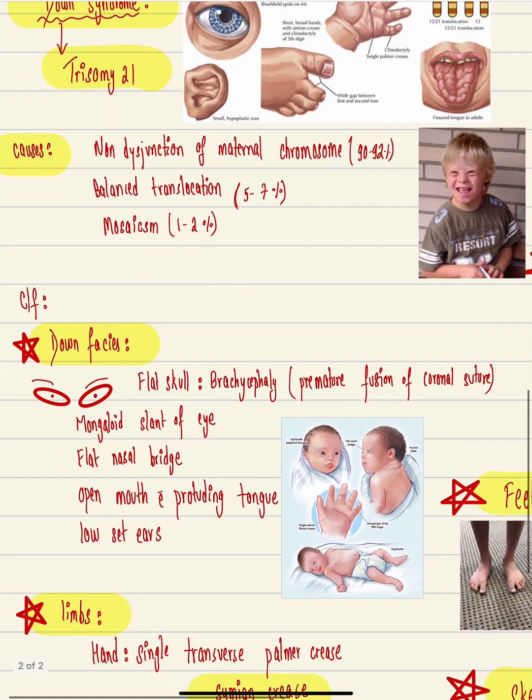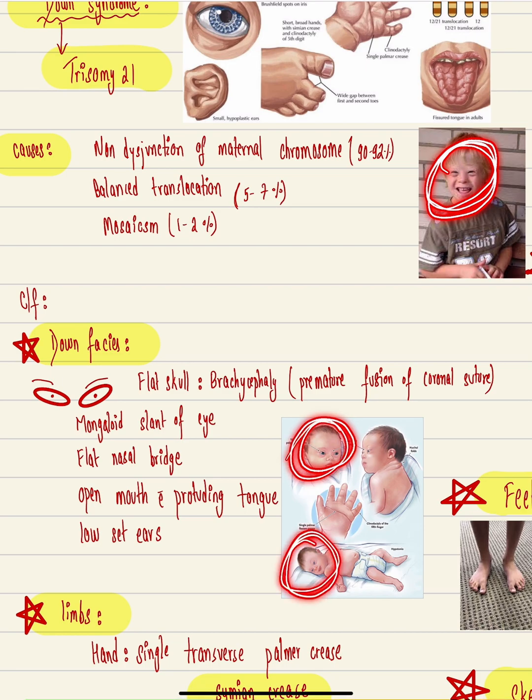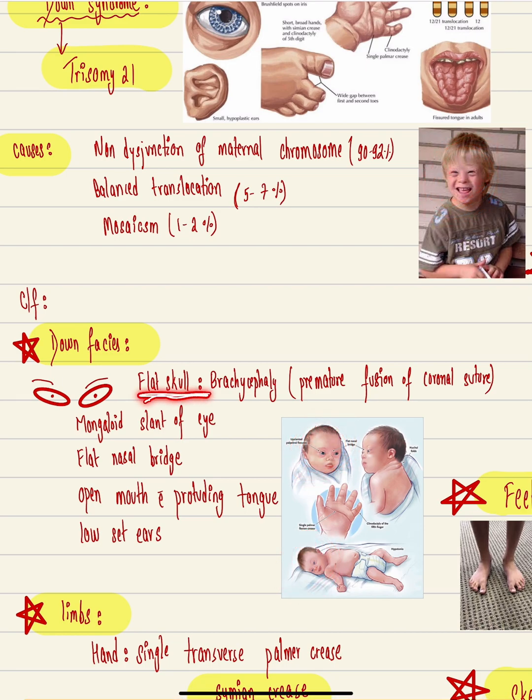So let's now discuss the clinical features. We have the typical Down faces. This is the typical Down face. Here we can see, and here as well. There will be a flat skull, meaning brachycephaly. Brachycephaly means there is premature fusion of the coronal sutures, and there will be a Mongoloid slant of the eyes, meaning the eyes are like this, like that. Here, shown like this. There will be a flat nasal bridge, open mouth with protruded tongue.